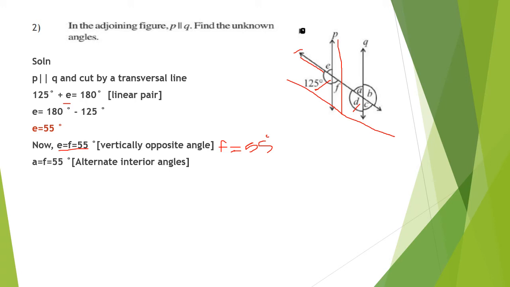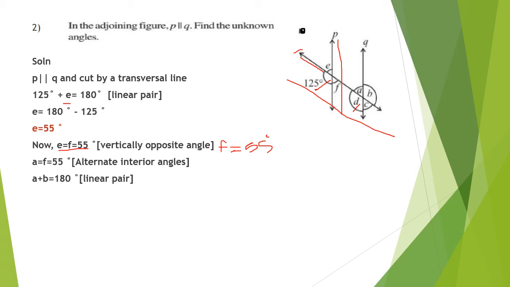Now F and A. F and A are alternate interior angles. So what is the value of F? 55 degree. So we can say A also is equal to 55 degree. Okay.